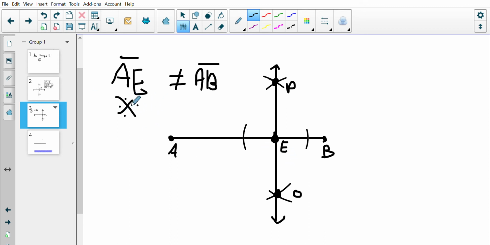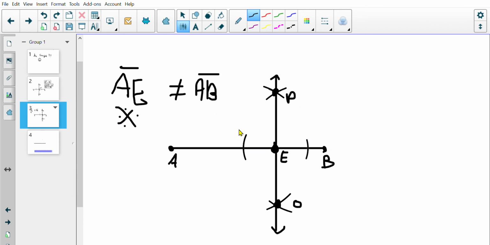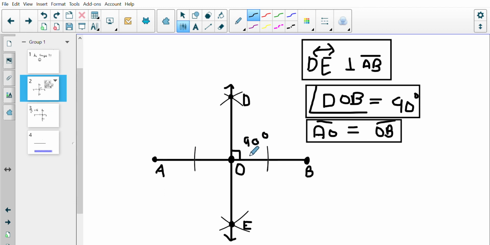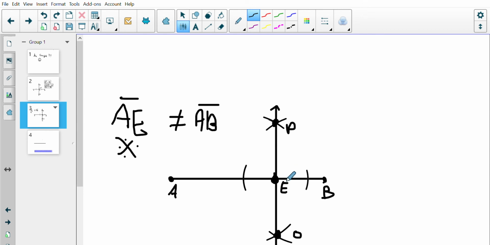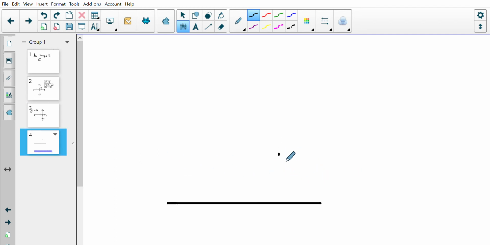Okay, so this symbol means it's very important. Now I'll tell you why. So over here, when we created it, the point is exactly on the middle of the line. However, in this diagram, the point was already given on the line and it was not given in the middle. And because it's not given in the middle, the lengths of AE and EB are not equal. So same goes here. This point is not in the middle, so this also won't be equal.